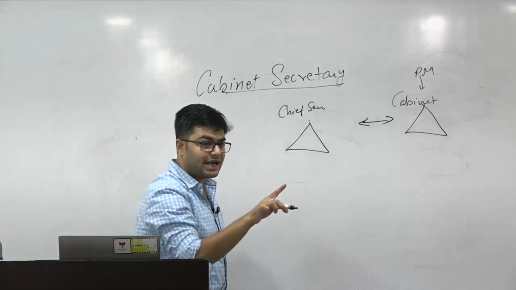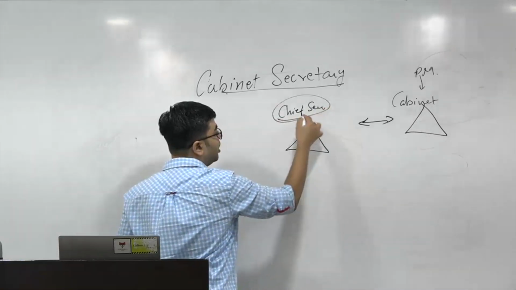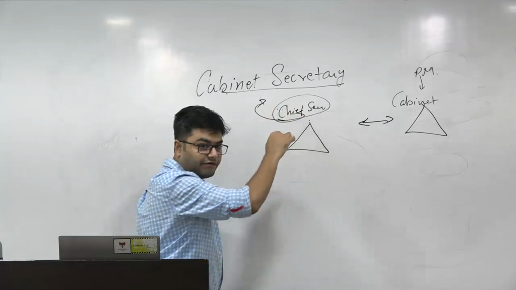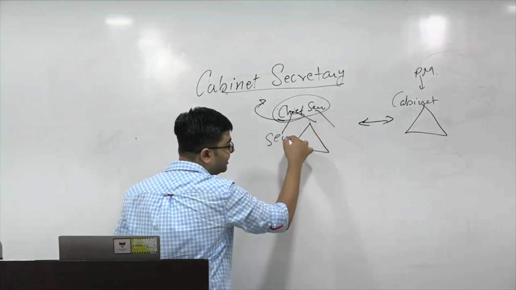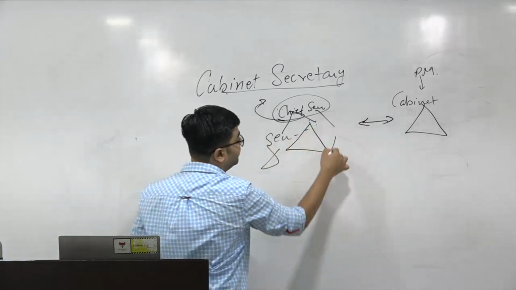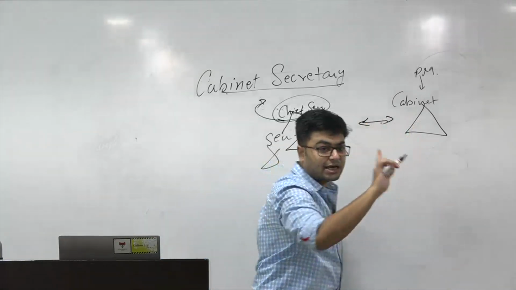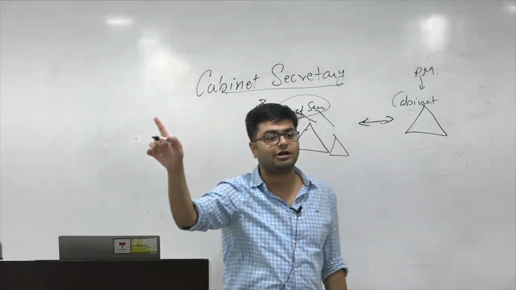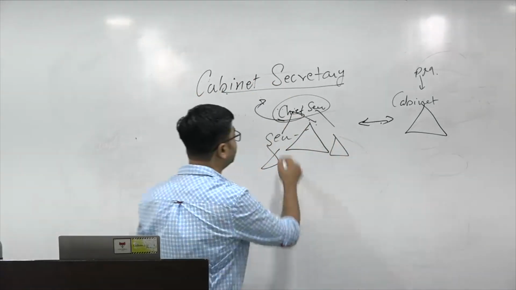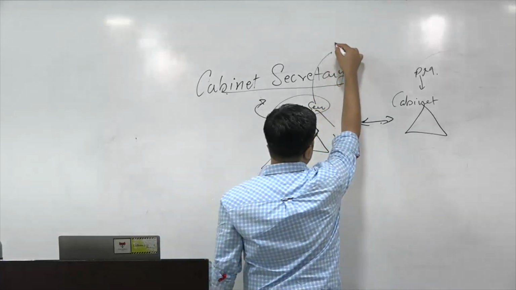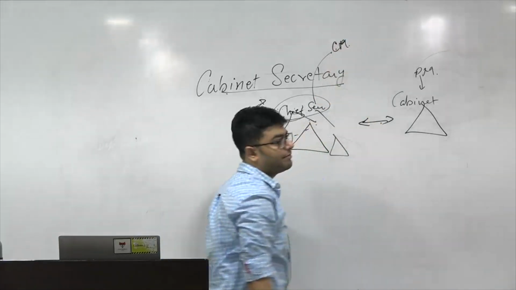But in this case, Chief Secretary is almost synonymous. He has a physical work there because he is the boss of all the secretaries which are there. In this case, Cabinet Secretary is not the boss of all the secretaries. Also, Chief Secretary is the principal advisor to the CM.